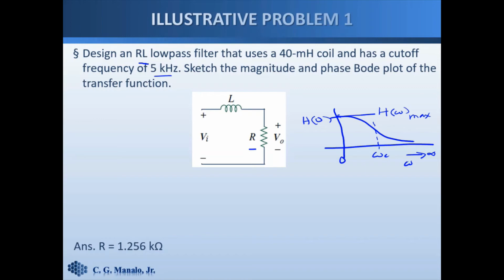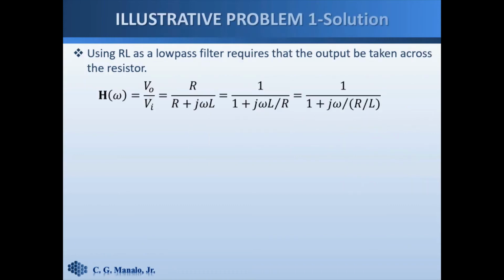Okay. So the maximum here, we're not yet sure if it is a unity or not. Okay, but certainly it's not 0. Now take note that omega sub c is 2 pi times 5 kilohertz. Okay. So we compute for the transfer function first.